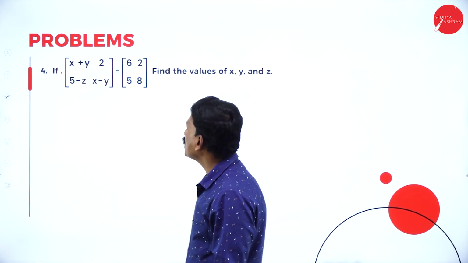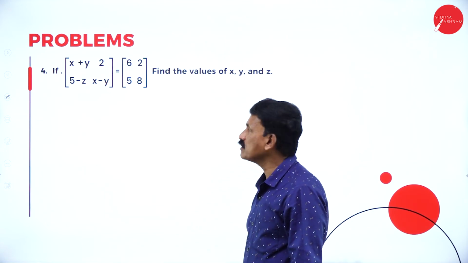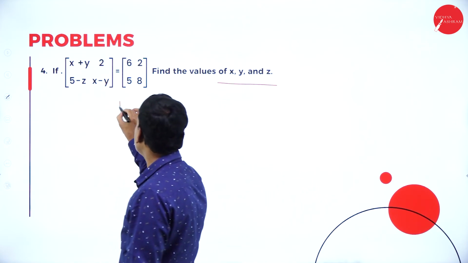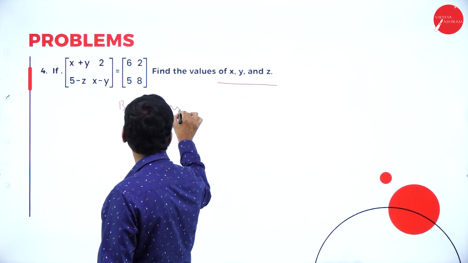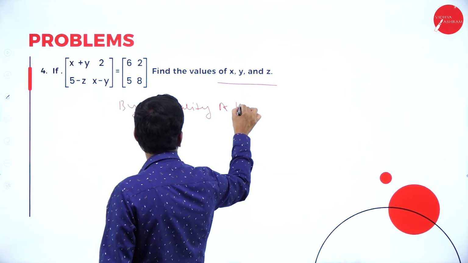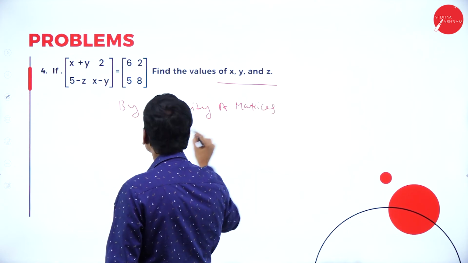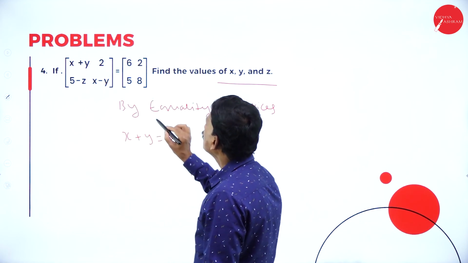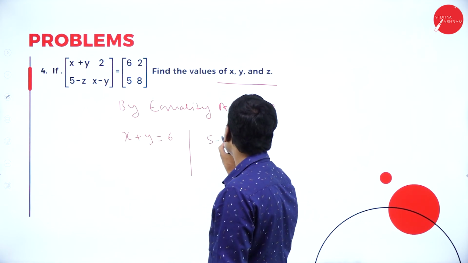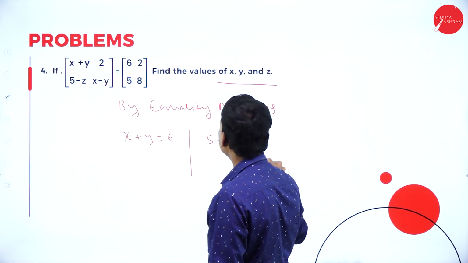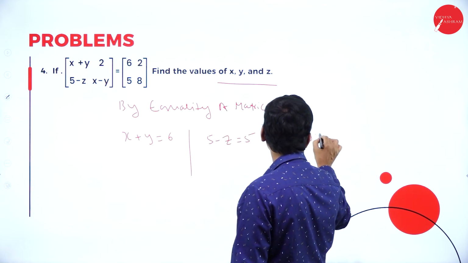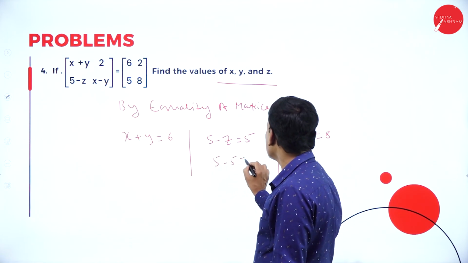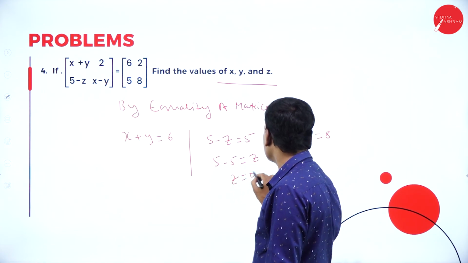The next problem is, if the matrix x plus y, 2, y minus z, x minus y is equal to 6, 2, 5, 8, find the values of x, y and z. Same, by equality of matrices, x plus y is equal to 6, then 2 is equal to 2, y minus z is equal to 5, and another one x minus y is equal to 8. So, from this you can get z is equal to 0 is the first answer.